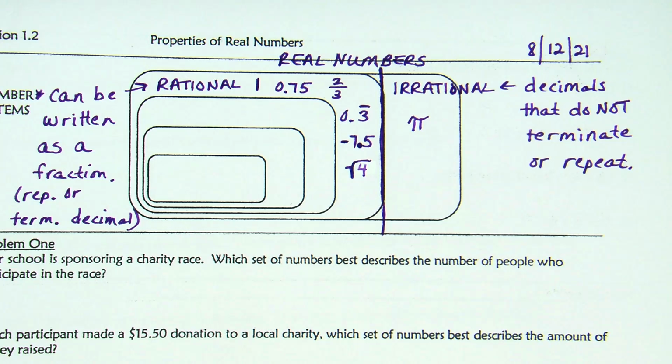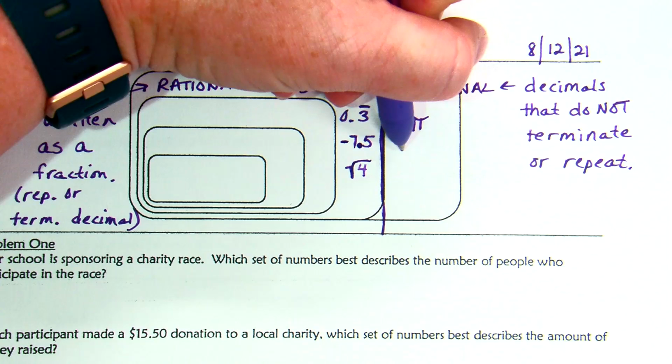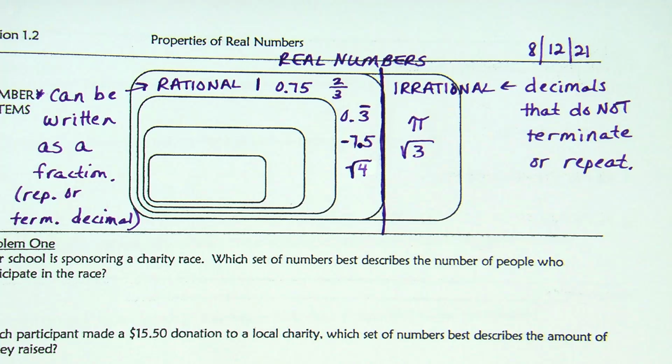Now, what's the square root of 3? Some decimal. Okay, some decimal. Guess what? That decimal is irrational. It goes on forever. It does not end. It does not repeat. Okay, so that's square root of 3.